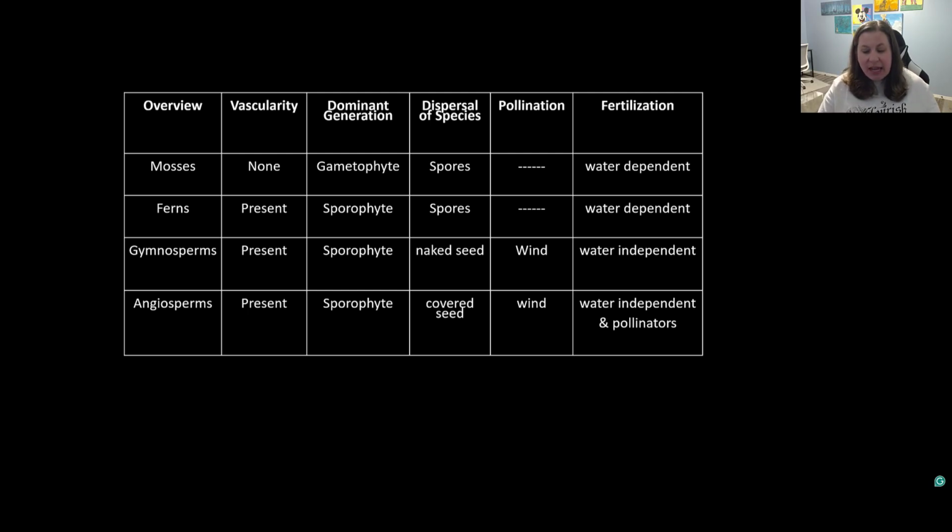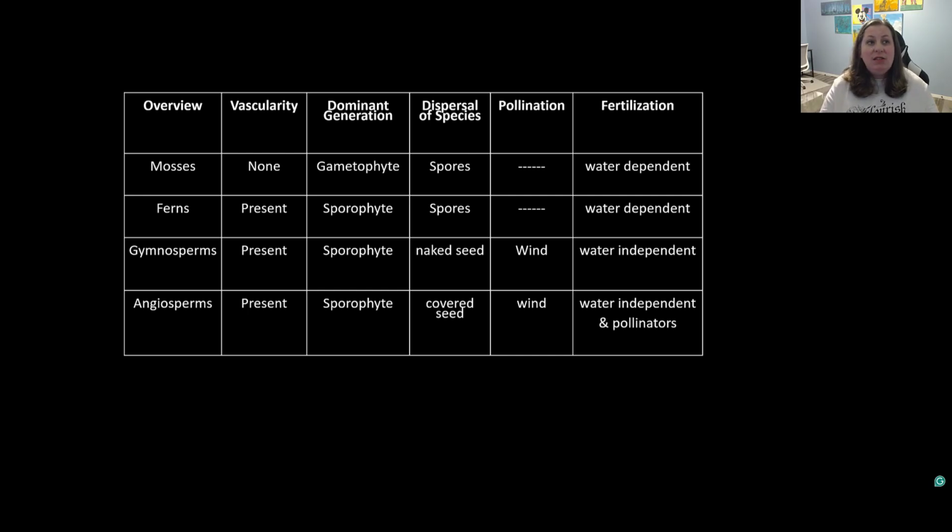The last group is the angiosperms, the most advanced. They do have vascular tissue. They're in the sporophyte generation as well. They disperse their species through covered seeds, so seeds that have special coverings around them. They can use pollination through wind or even pollinators themselves, which is how fertilization is going to occur. They do not have to use water, and they can also use pollinators besides just the wind.